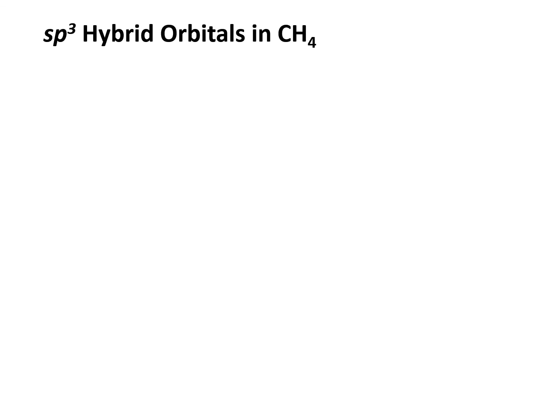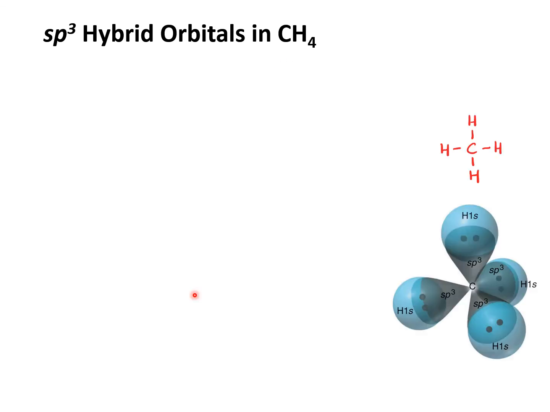In this example, we will look at methane, CH4. Here we have the Lewis structure for methane, and the next step is to write the electron configuration for carbon, which is He 2s2 2p2. So we see that we have 4 valence electrons on carbon.